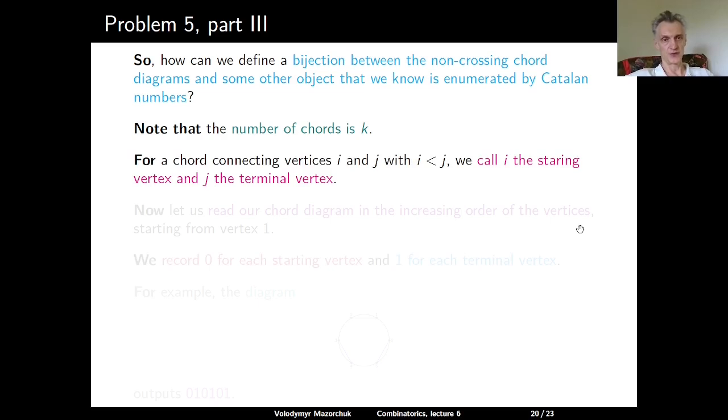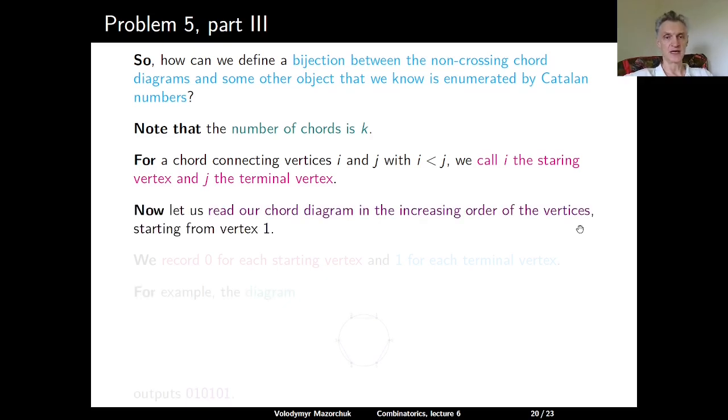So let's do the following trick. For a chord connecting vertices i and j, where i is smaller than j, we call i the starting vertex and j the terminal vertex. Now let us read our chord diagram in the increasing order of vertices, starting from vertex 1, and we record 0 for each starting vertex of the chord and 1 for each terminal vertex of the chord.